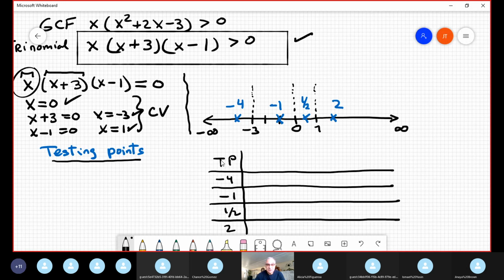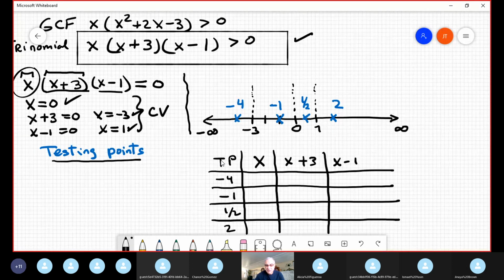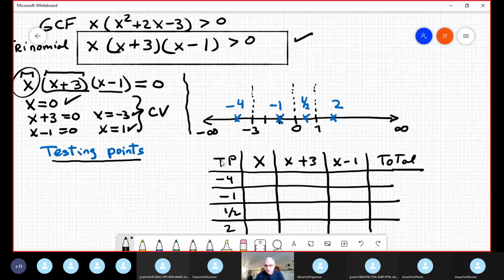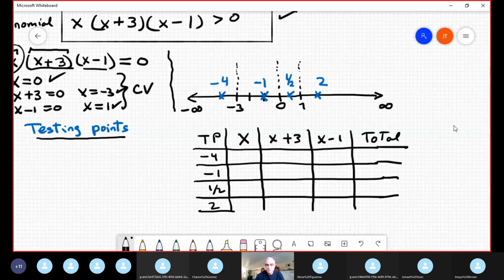The first factor is x. It doesn't matter, the order is not important. The second is x plus 3. The third is x minus 1. And you attach one additional column that I call total, because in this total, we summarize everything we need to understand the inequality. Okay? This is my format for the chart.